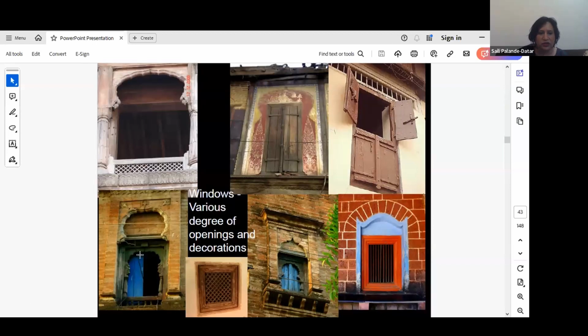Again, the windows, which allow different degrees of opening, are seen here. The modest ones are rectangular like these, but you also see some very ornate ones which are covered by mural paintings with kalam dance and so on, like these ones.